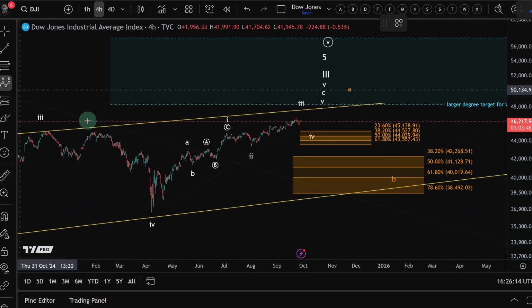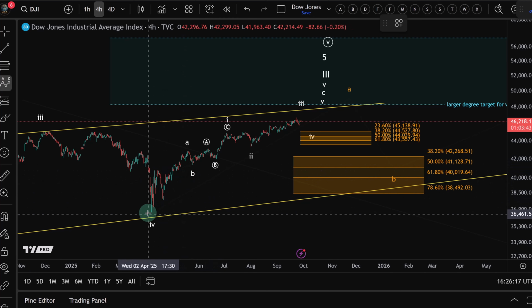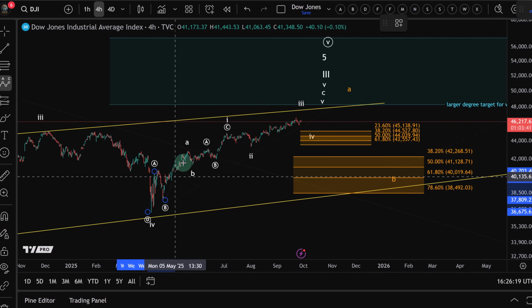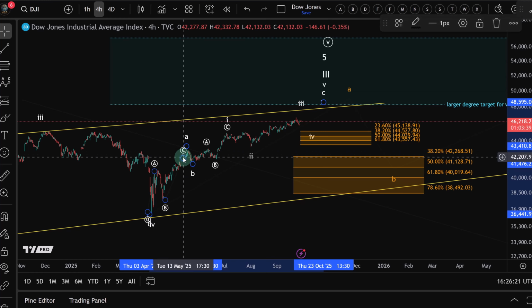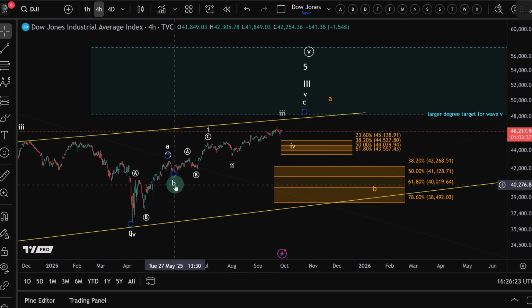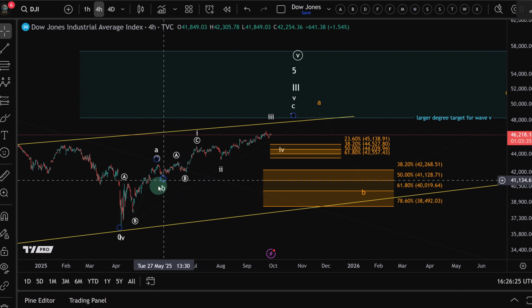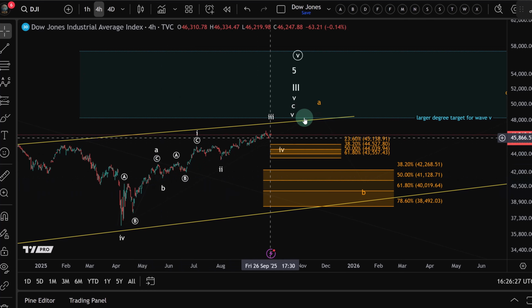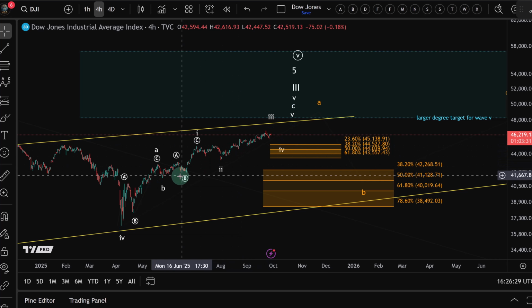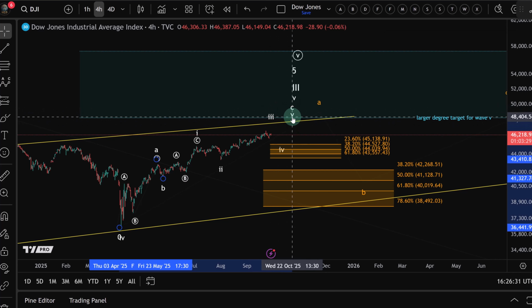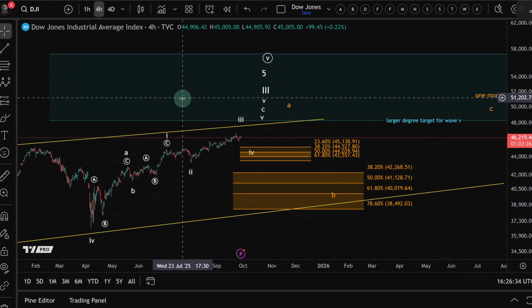I explained in previous videos this is difficult to track, but best I can tell is that we have an ABC structure to the upside in wave A. This here was a small B wave, which makes this whole structure so difficult to interpret. And to me, it seems like this move up in a C wave is an ending diagonal pattern.